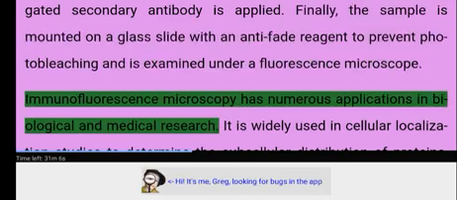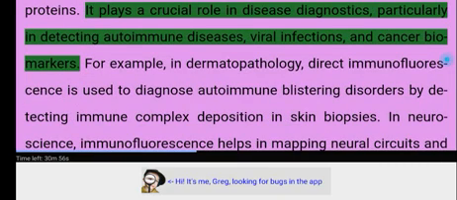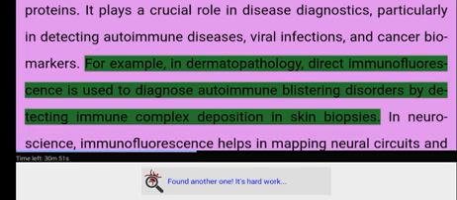Immunofluorescence microscopy has numerous applications in biological and medical research. It is widely used in cellular localization studies to determine the subcellular distribution of proteins, such as identifying nuclear, cytoplasmic, or membrane-associated proteins. It plays a crucial role in disease diagnostics, particularly in detecting autoimmune diseases, viral infections, and cancer biomarkers. For example, in dermatopathology, direct immunofluorescence is used to diagnose autoimmune blistering disorders by detecting immune complex deposition in skin biopsies.